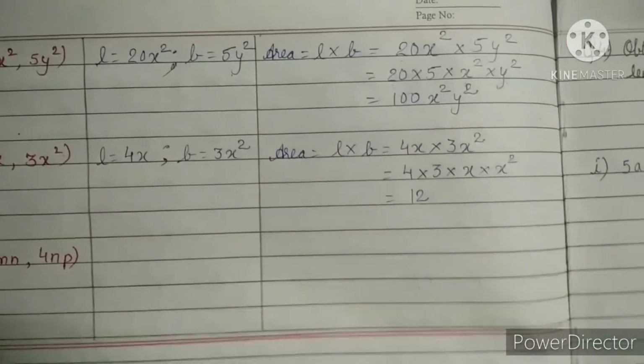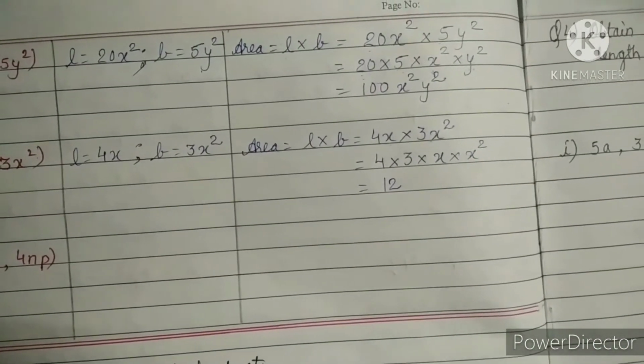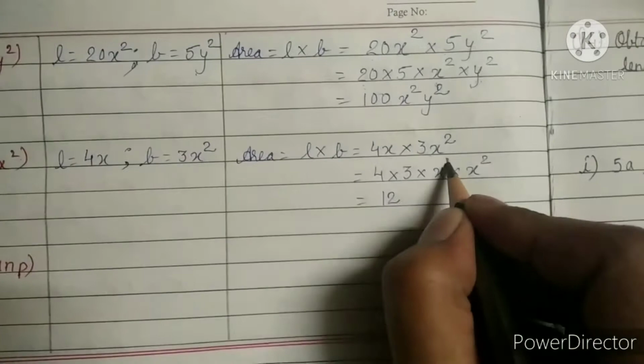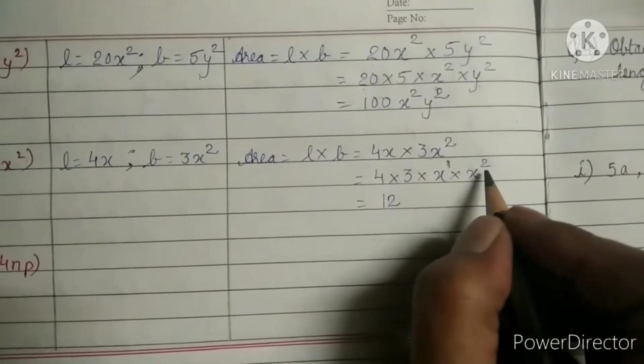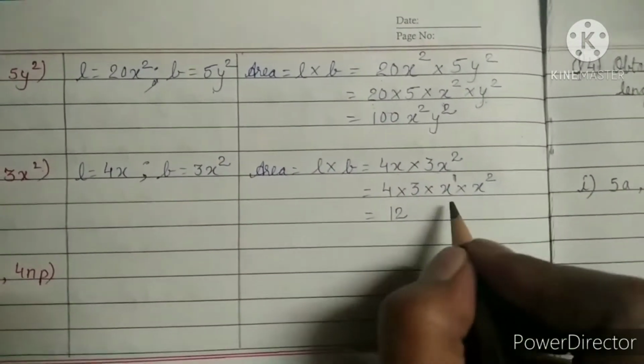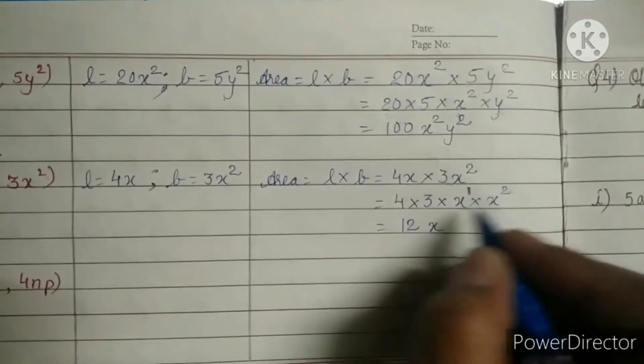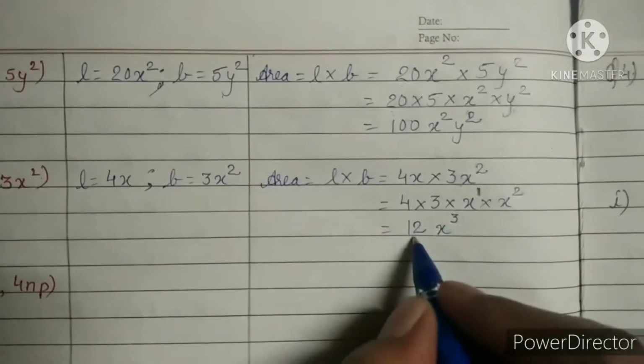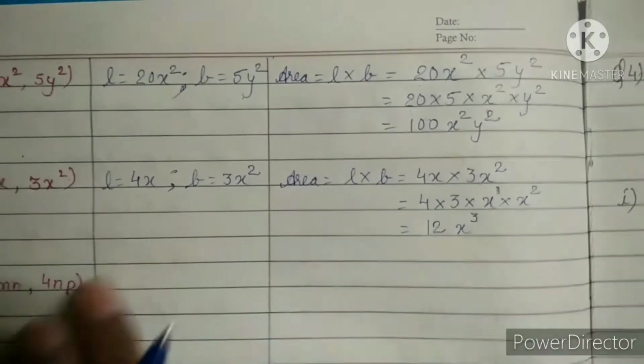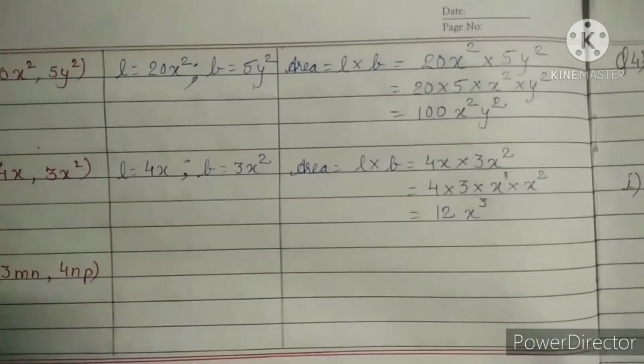Now you can see in the first term x is to power 1 and here x is to power 2. The base is the same, so their powers will add. So 1 plus 2 is 3. Here 12x cube will be the answer of 4x into 3x square.